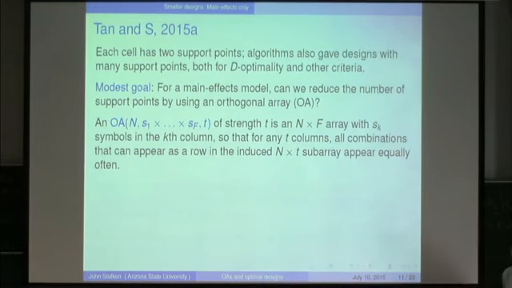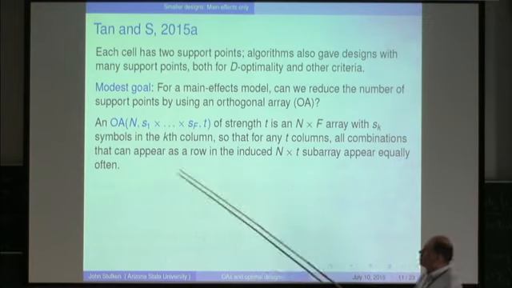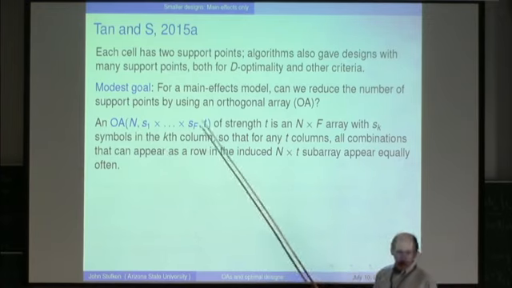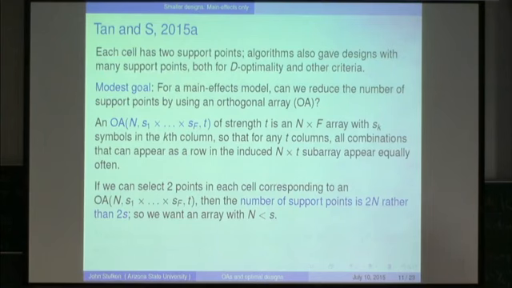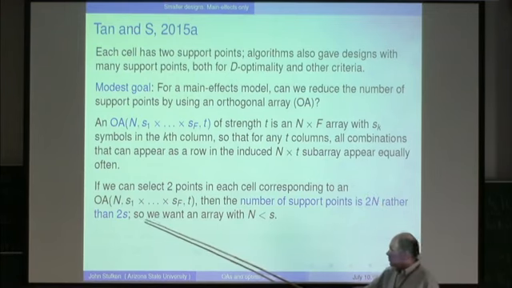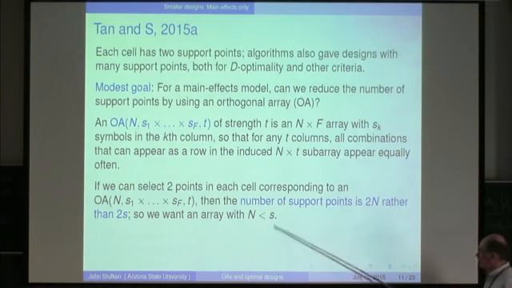So the hope was that by using an orthogonal array we could restrict ourselves to using only the cells corresponding to the level combinations that we would obtain from this orthogonal array, and that in the other cells we could ignore them. We wouldn't have to take any observations there. That's what this says. And of course, then we would wind up with 2 times n support points rather than 2 times s, and of course that's useful if n is indeed less than s.